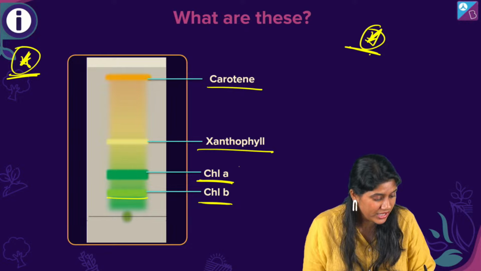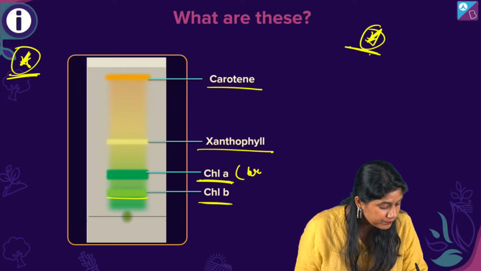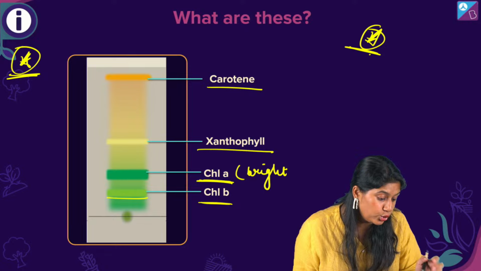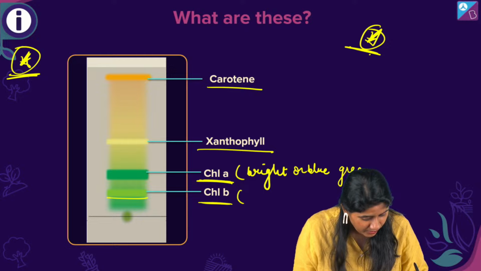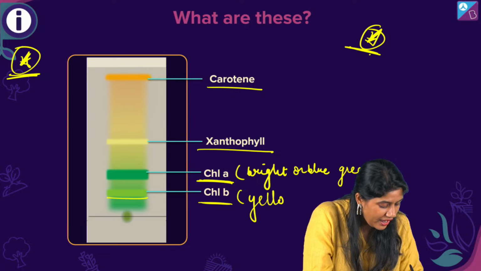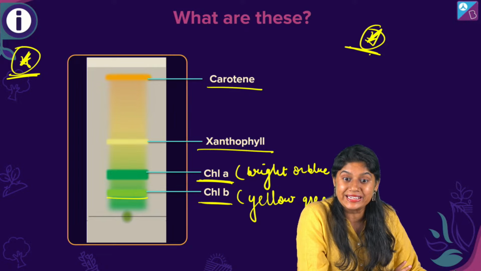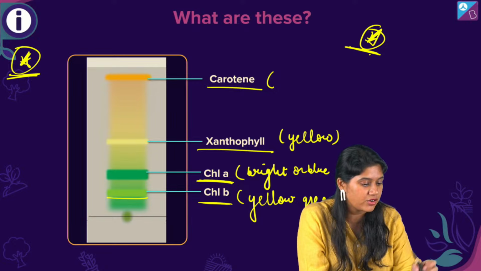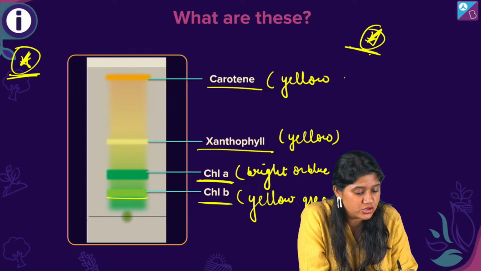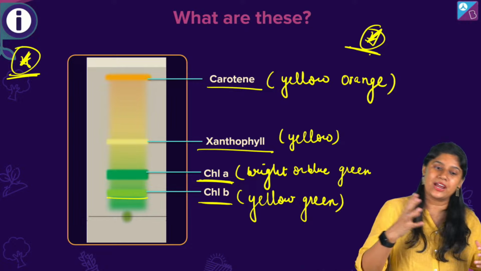Yes, very good. So we have chlorophyll A over here. Chlorophyll A has a bright or blue green color. We have chlorophyll B, and if you see over here, we have a little bit of yellow green, a hint of yellow in it. Then we have xanthophyll, which is clearly light yellow. And we have carotenoids, the carotene, which is yellowish orange. I will try to speak in Hindi also, children.